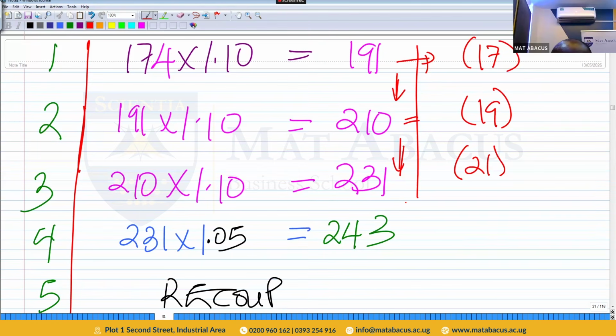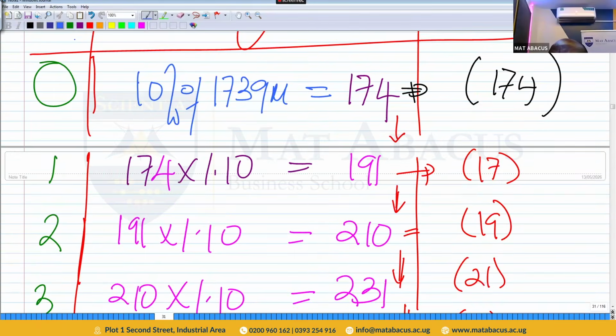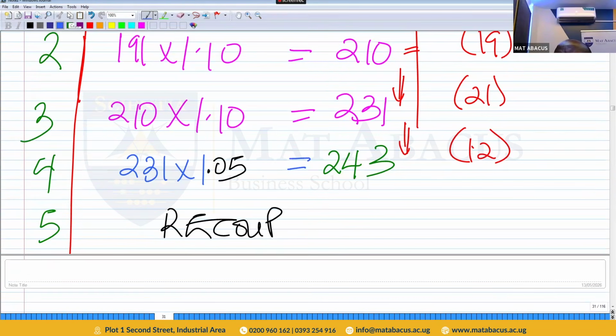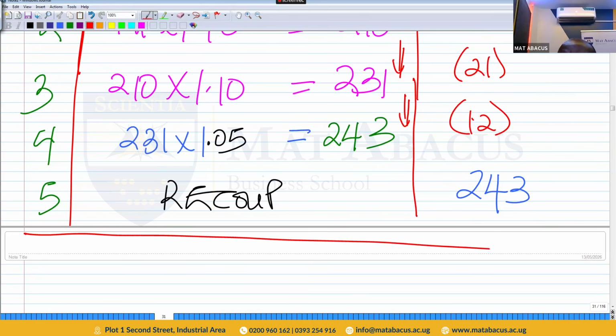And working capital continues to increase. You will further inject 12. I'm putting in negative to mean you're injecting. But in the final year, you recoup. You add up all those negatives, 174 plus 17 plus 19 plus 12 plus that one. You recouping it, the answer will be positive. You will end up getting 243. That will be recouping. That's how the figures will appear in your NPV table.